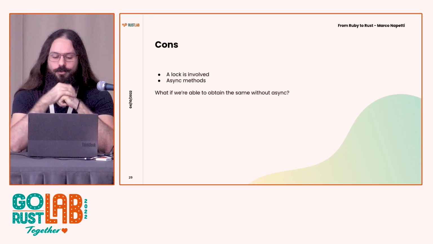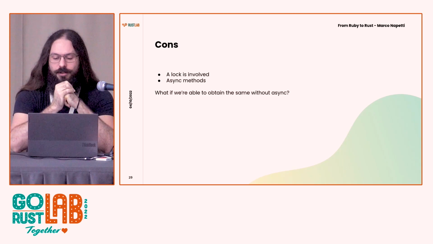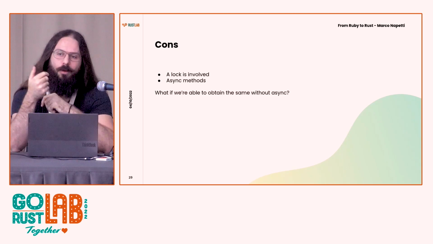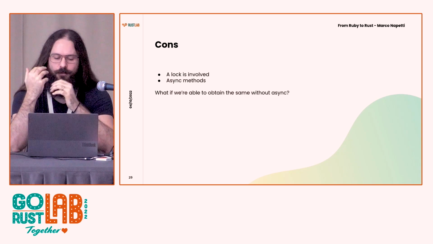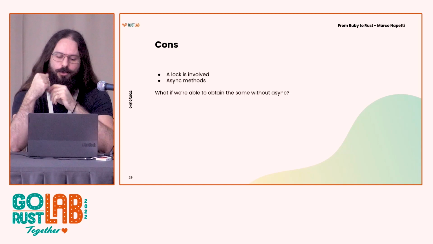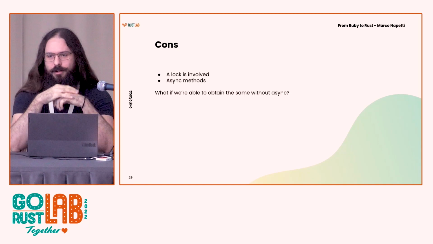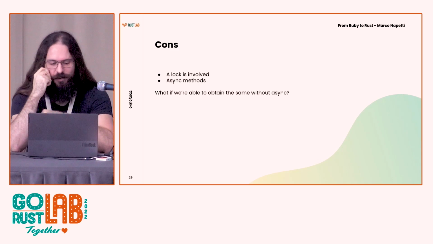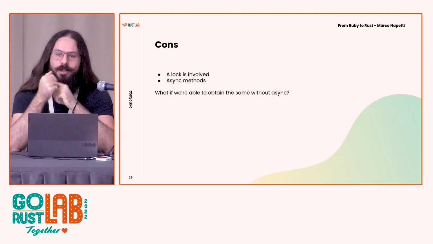More, the method to access the dictionary is async. It's not a real problem, but it could be an ergonomic problem since, for example, inside most places that accept closures, it's not possible to use async. For example, Option map, Result and_then, and stuff like that. What if we are able to update the same without using async?